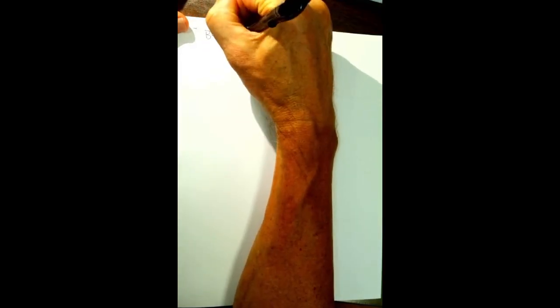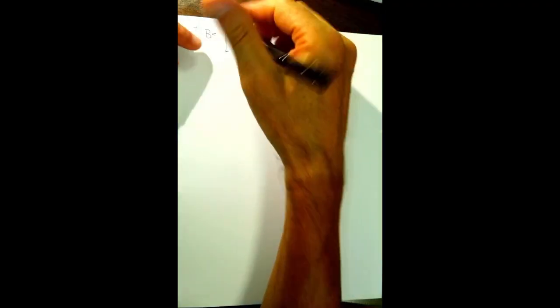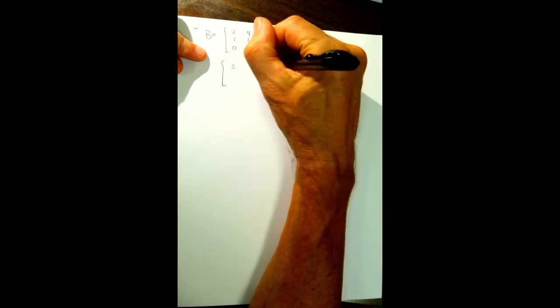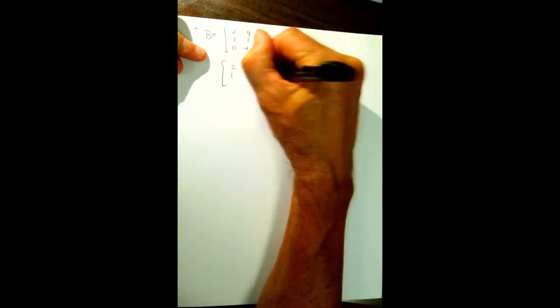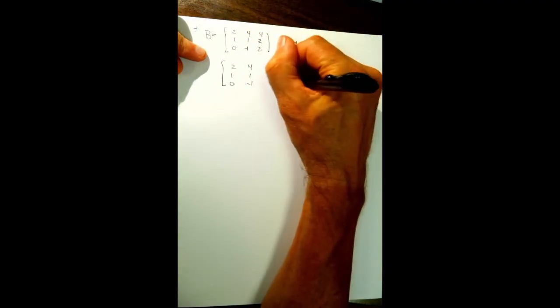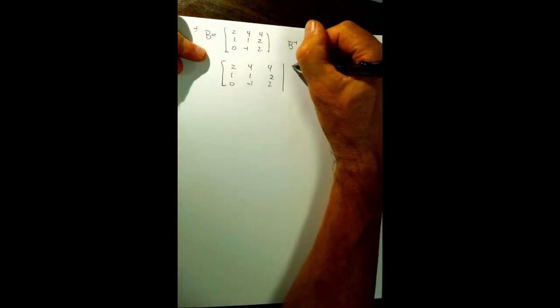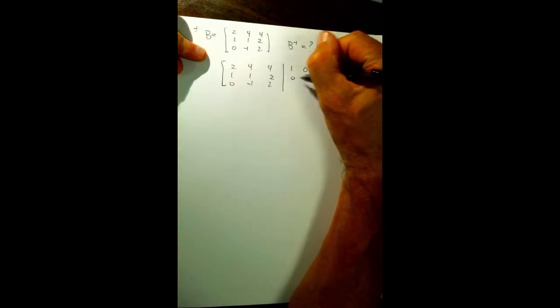Okay, so in this example, we have the matrix B, which is 2, 4, 4, 1, 1, 2, 0, minus 1, 2. And we want to find the inverse, if it exists. So it might not exist. So I'm going to take the matrix and write it down. Now to form my augmented matrix, next to that I'm going to write an identity matrix.